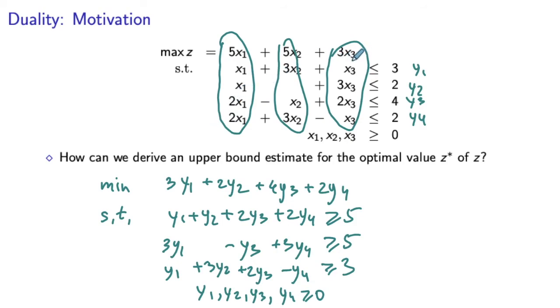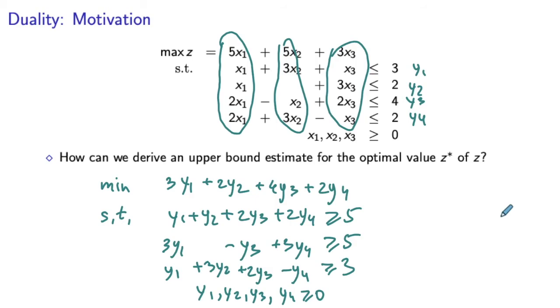So then we had a maximization objective in the primal, we'll have a minimization in the dual, and we had the less than or equal to constraints in the primal, and now greater than or equal to constraints in the dual. So this is the so-called canonical form of LP. With maximization in the canonical form, we have less than or equal to inequalities, and with minimization, we have the greater than or equal to inequalities.